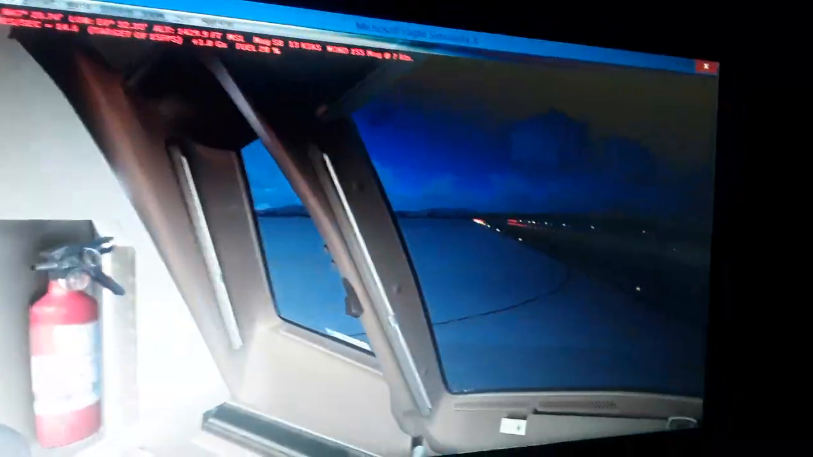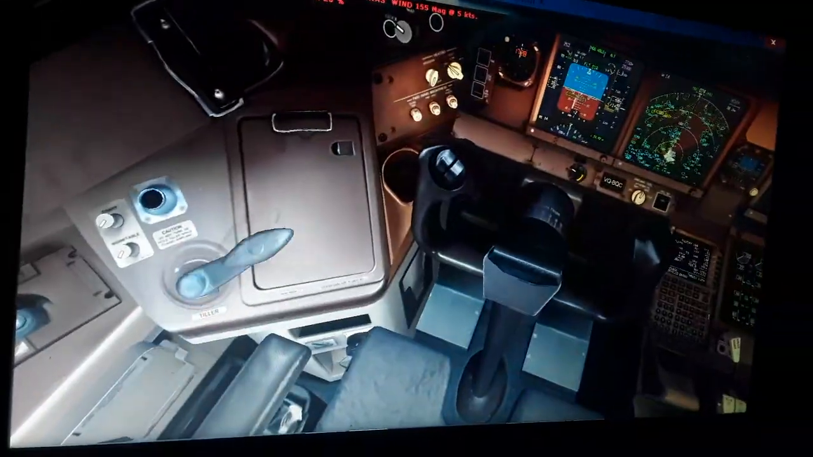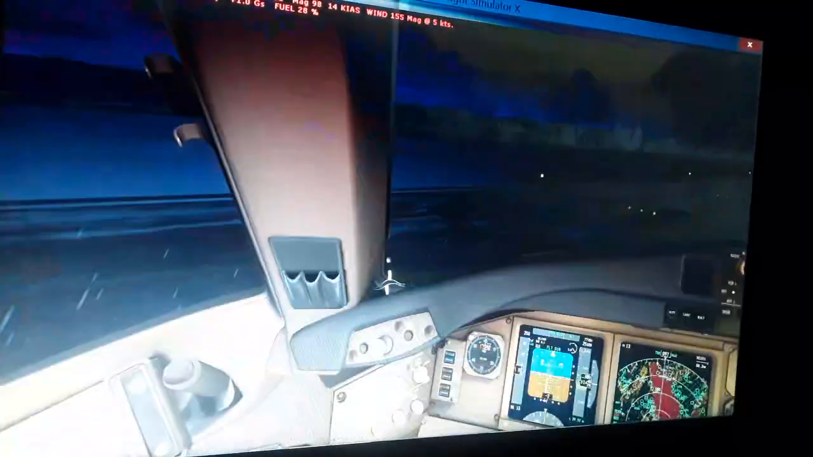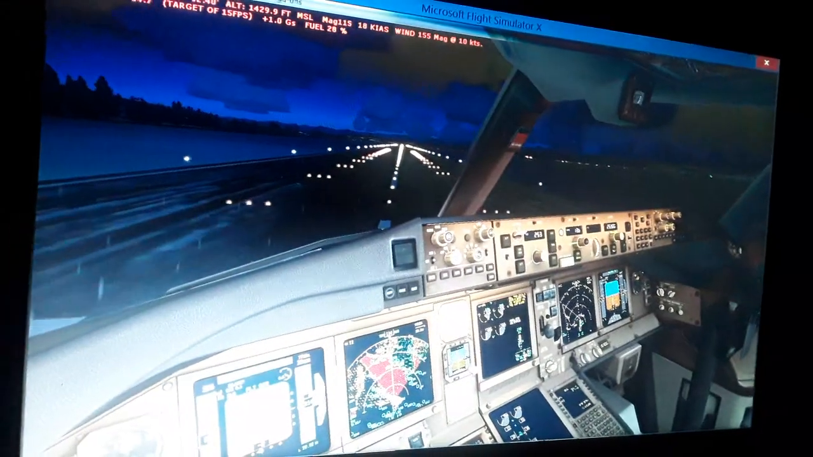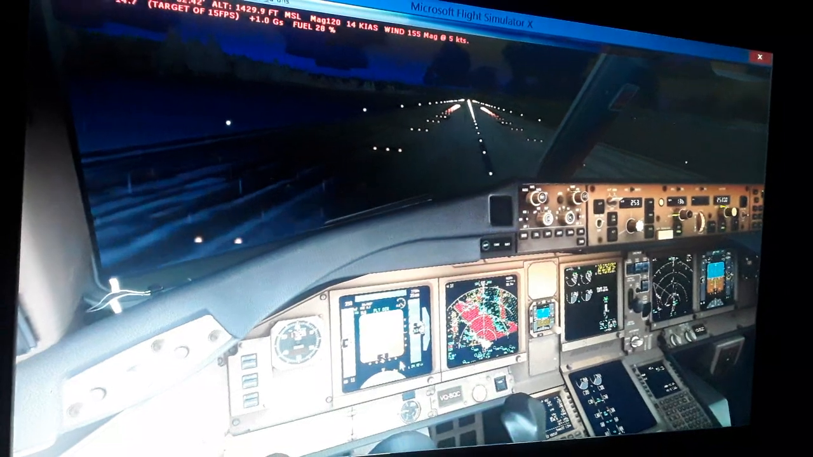So we need to steer over here, and you see we use the tiller for steering the aircraft. So we need to be aligned with the runway.